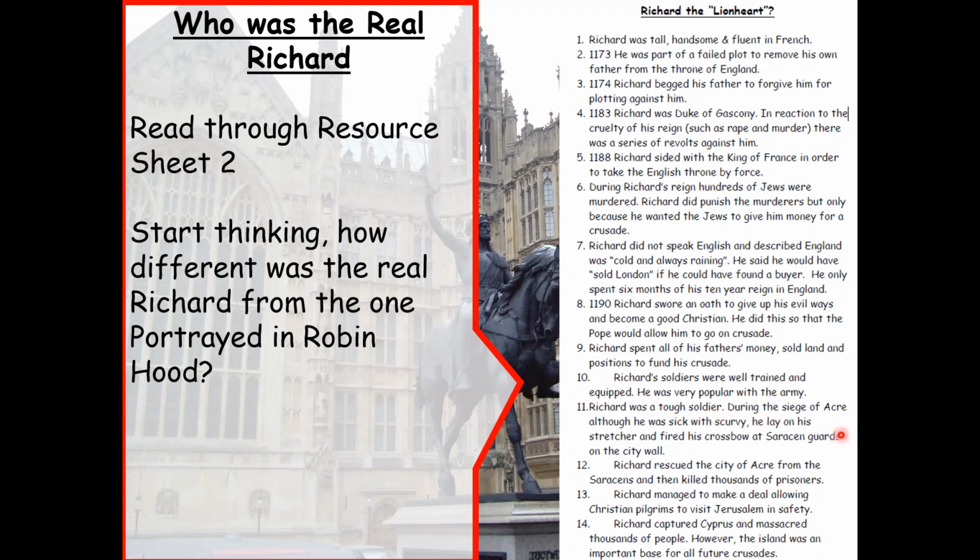He was a tough soldier, okay? During the siege of Jerusalem, although he was sick with scurvy, he lay on his stretcher and fired his crossbow at Saracen guards on the city's walls. So he rescued Jerusalem from the Saracens. Okay, I'm not quite sure about that use of the word rescued there. He certainly took the city of Jerusalem from the Saracens, but then killed thousands of prisoners.